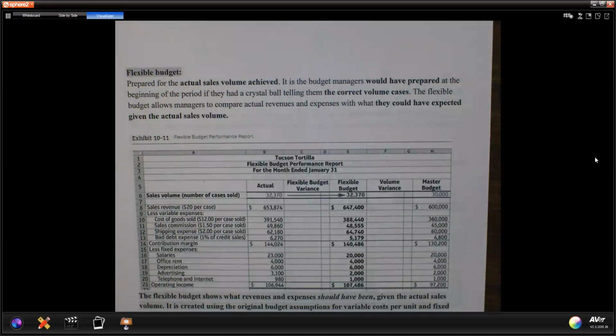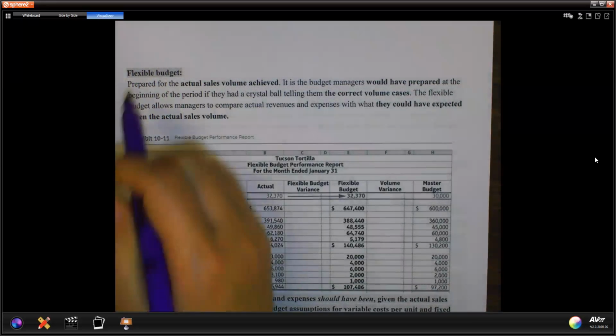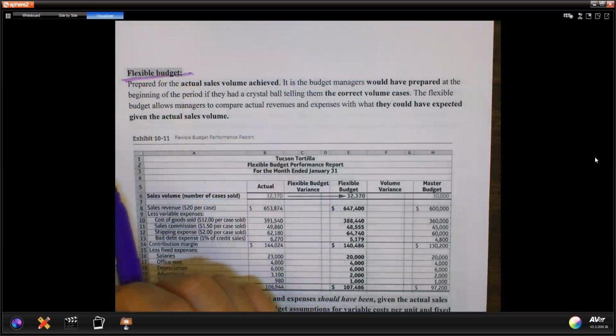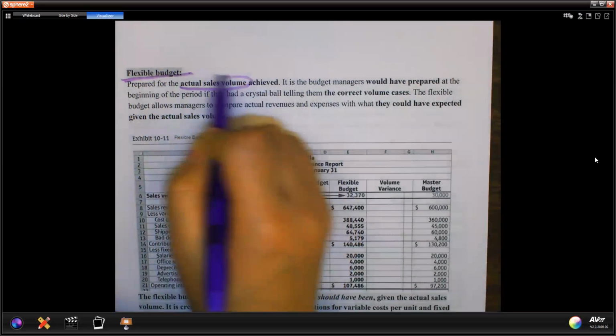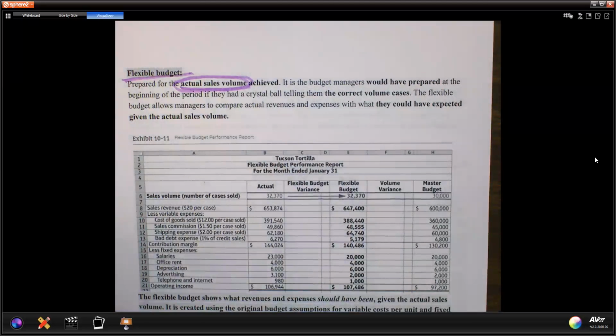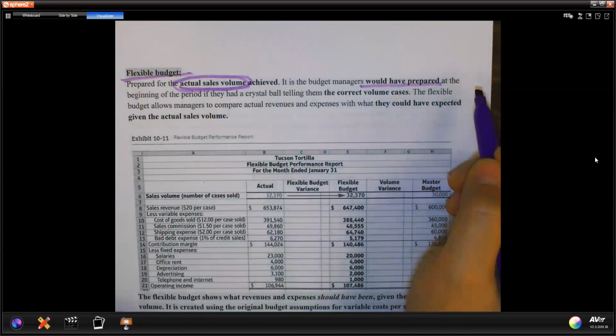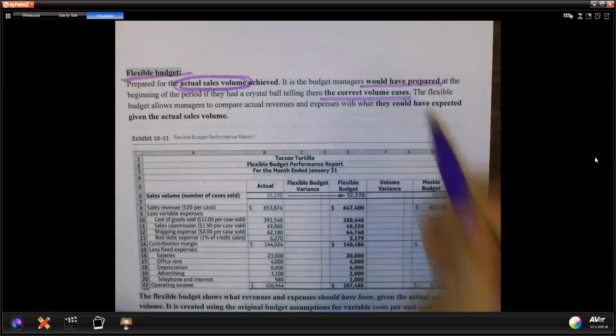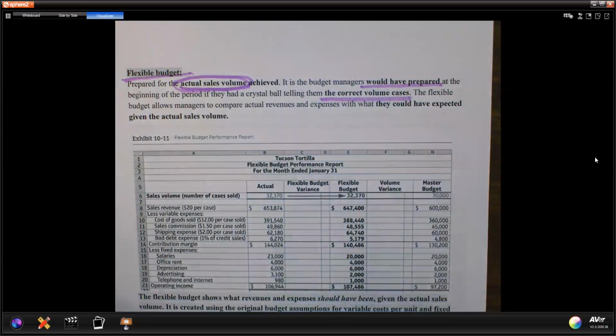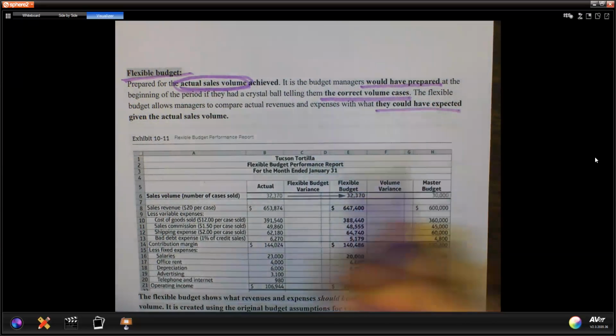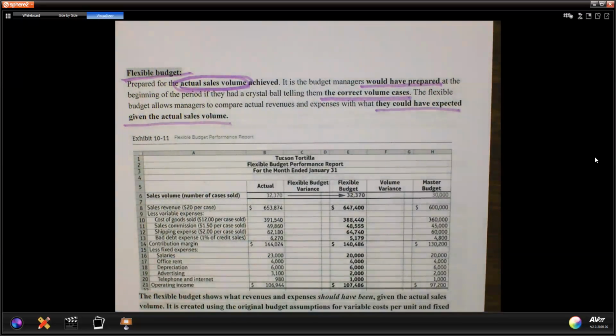And do the budget. Okay, so let's look at the flexible budget, the concept. It's prepared using the actual volume. It's what the budget managers would have prepared at the beginning of the period if they had a crystal ball telling them the correct volume. A flexible budget allows managers to compare actual revenue and expense with what they could have expected given the actual sales volume.